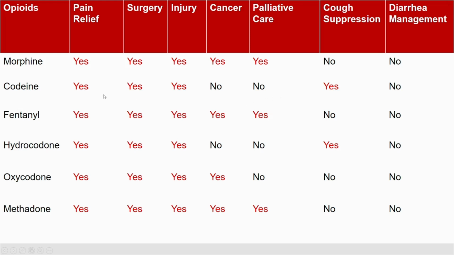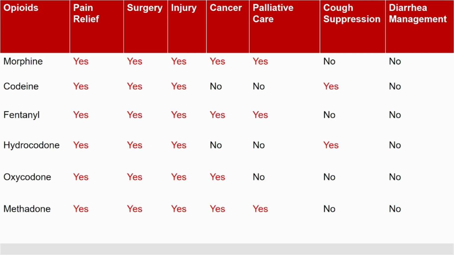Codeine is used for moderate to severe pain, but generally it is not strong enough to be effective for cancer and palliative care. However, combinations can be used. Codeine can also be used as a cough suppressant, which morphine is not used for. Whereas fentanyl is mainly used for pain relief after surgeries and for cancer. However, fentanyl is not used for opioid-naive patients.